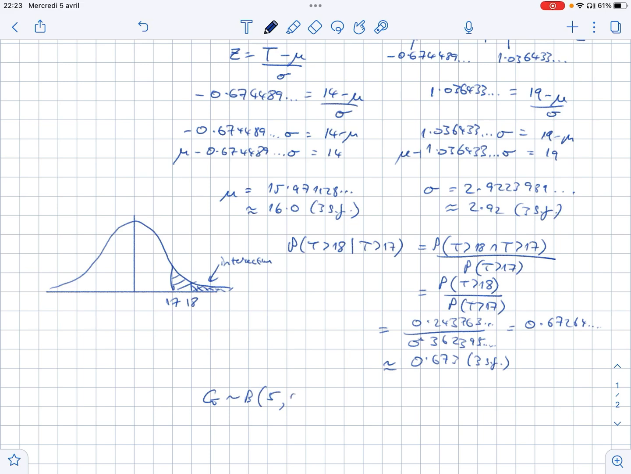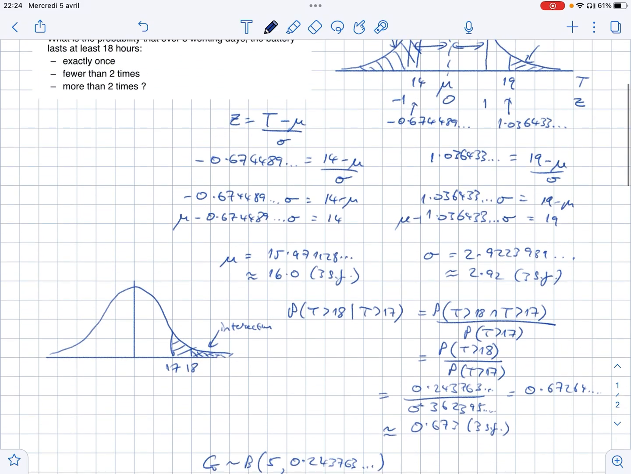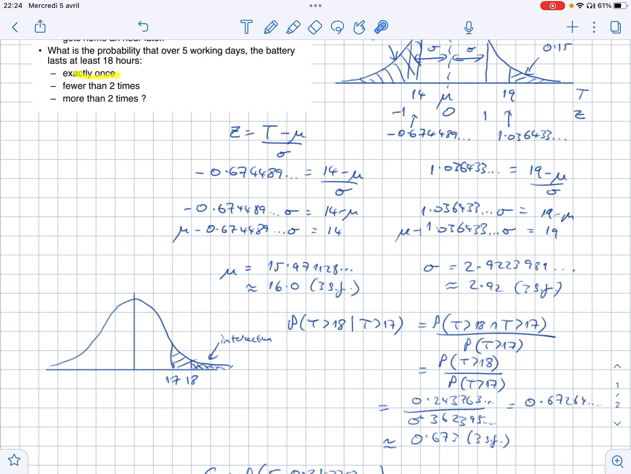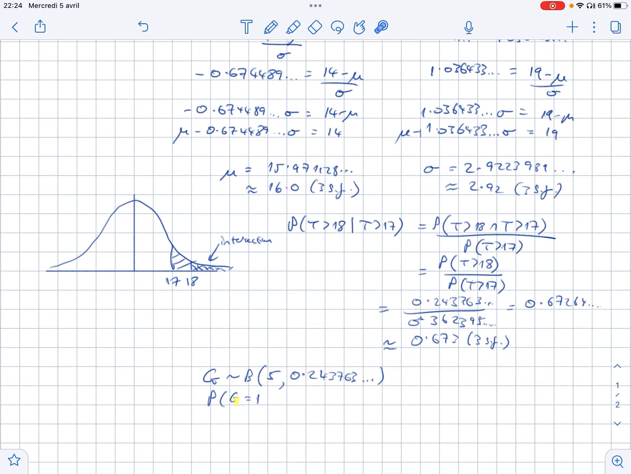Okay, so now this is 0.243763, and when I put it into my calculator, I need to store this value in my memory. I calculated it when I did this section, so it's that value there. Put it into a variable so you can add it easily into your binomial distribution. Now we need a binomial distribution, the probability that we get exactly once, that it lasts 18 hours over 5 working days, so 5 events, probability that G equals 1. And we do a PDF for that because it's a single value.